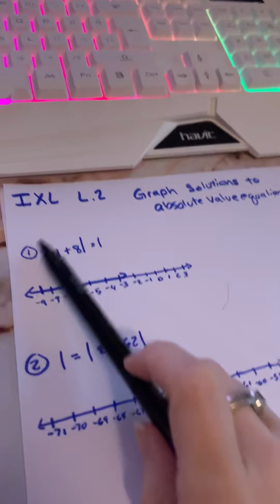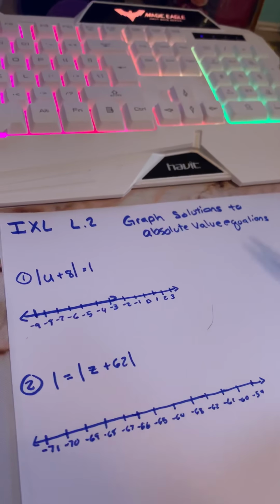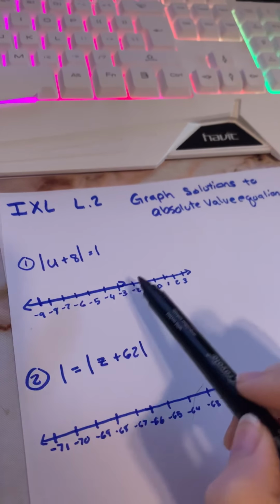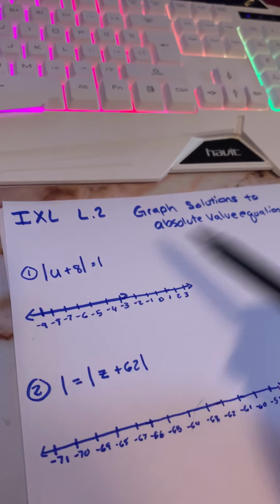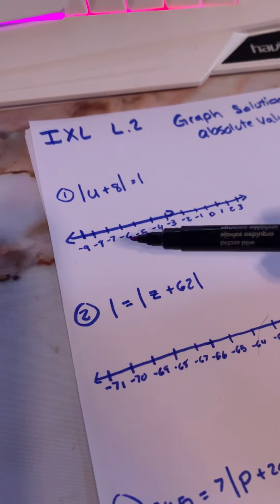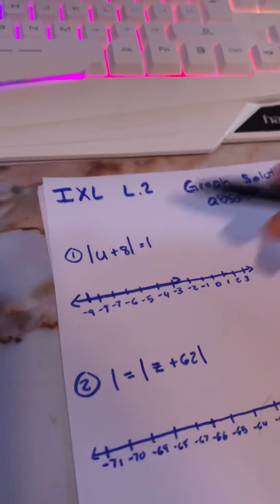Alright, this is for IXL L.2. Graph the solutions to absolute value equations. So in this one, we're kind of doing what we did in L1. It's just when we're done, we have to then put the dots on the number line, basically. So the number line actually gives you a clue. If you get an answer and it's not one of these numbers, you know you did it wrong, right? So I'm going to start doing that.